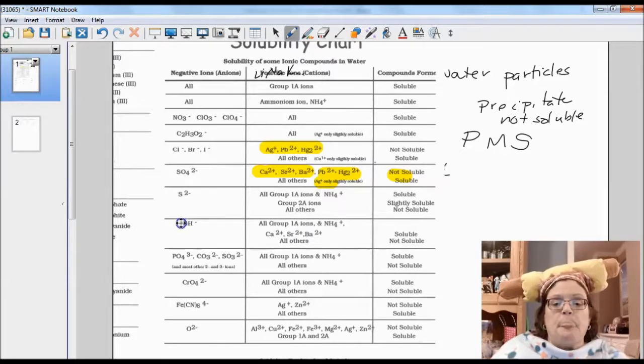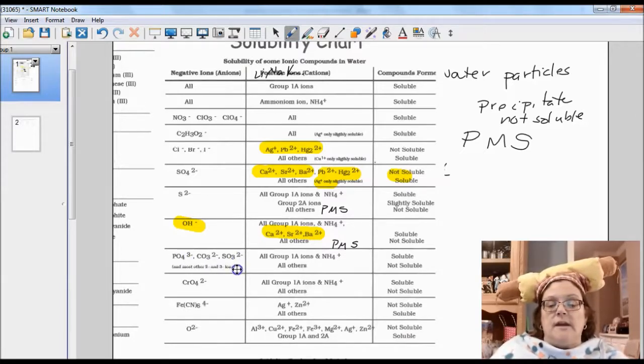Next one, hydroxide. Now here's the exception to that -1 rule. Most -1 ions are going to be soluble. Hydroxide's the exception. Once again, our group 1A and ammonium, always soluble. Remember the big three back here with the sulfates? They're going to precipitate with sulfate, but those big three are going to be soluble. Calcium, strontium, and barium will dissolve in water if they're bonded to hydroxide. Everybody else is not soluble. That includes PMS. PMS up here.